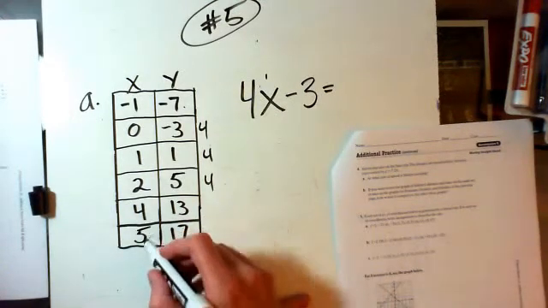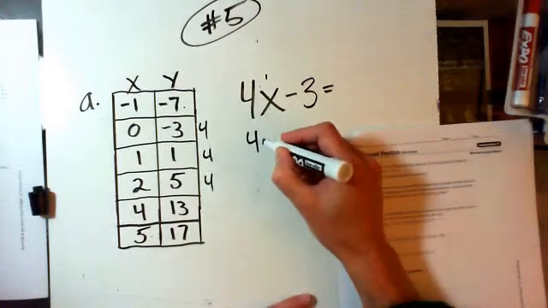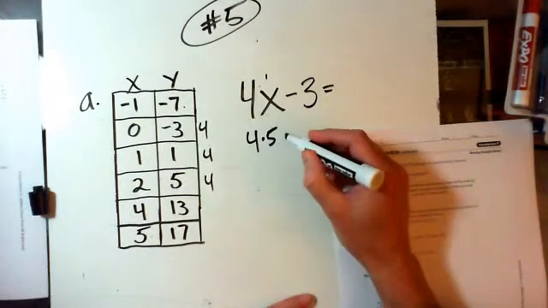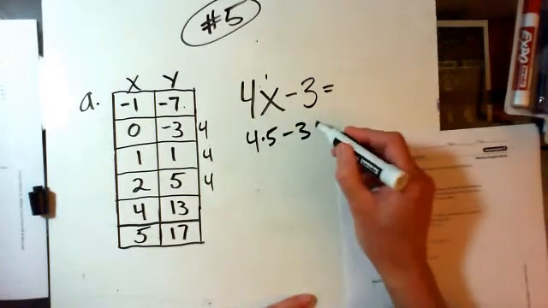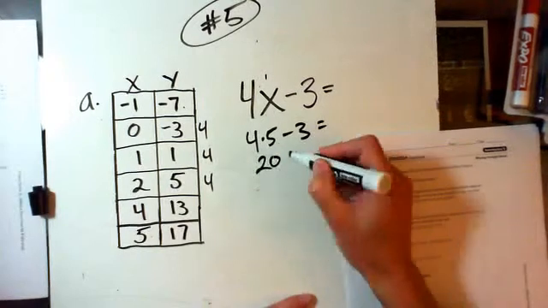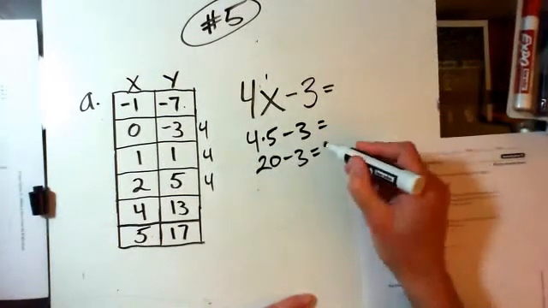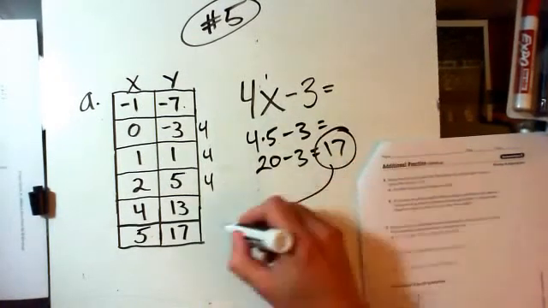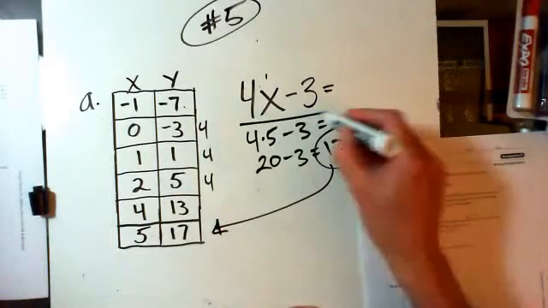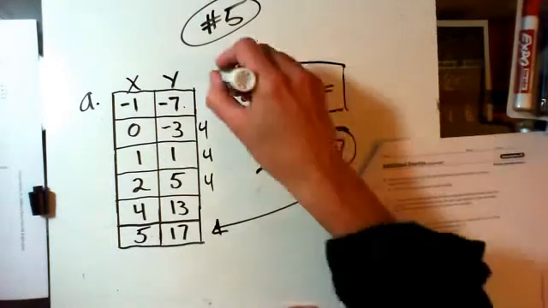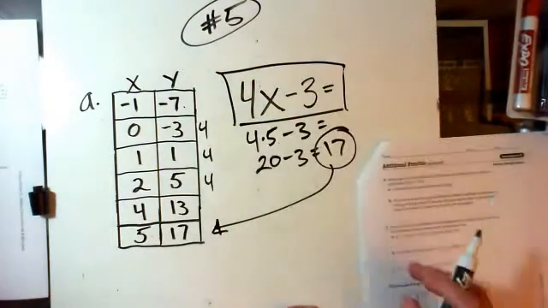For example, if we put 5 into this and go 4 times 5 minus 3, that is going to give us 20 minus 3, which equals 17, which is what we've got right here. This is our equation, and remember, this is what we've been doing for quite a while in warm-ups for class.